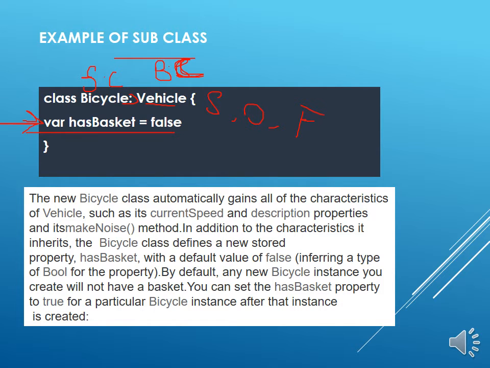So by default, if we create any object, it will not have any basket, because we have declared it false. But if we declare it true, then any object related to this bicycle will have a basket.